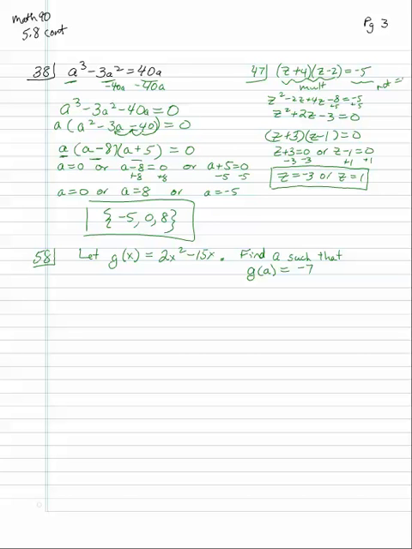Okay, so 58 says let g of x equal 2x squared minus 15x. Find all a's such that g of a equals negative 7. So what we're going to do is plug in a for x, and we get 2a squared minus 15a. Then you set that equal to negative 7. So we got 2a squared minus 15a equals negative 7, and we're going to solve it for a, so we can find all a's that would make this equal to negative 7. Okay, so it's a quadratic equation. Add the 7 to both sides.